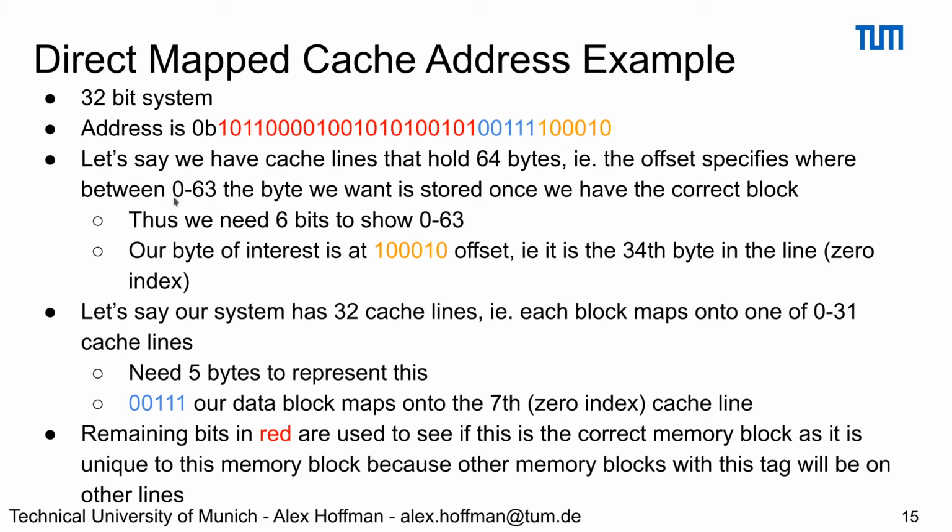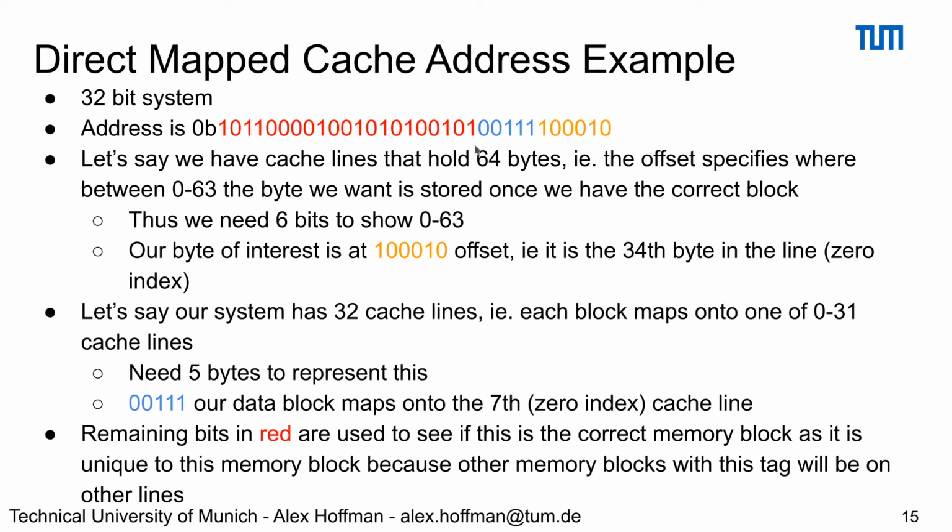Because in this case, we can show the values between the first byte and the last byte by using these 6 bits. And so that's why we know we have a 6-bit offset, because we know we have 64 bytes in each block.